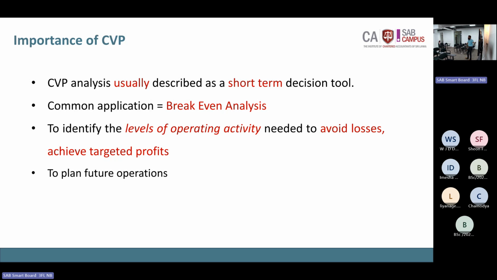Why can't we use this in the long run period? Because there are a lot of assumptions. Based on those assumptions, we do these calculations. When it comes to the long run period, those assumptions are not valid, right? So we'll discuss those assumptions.